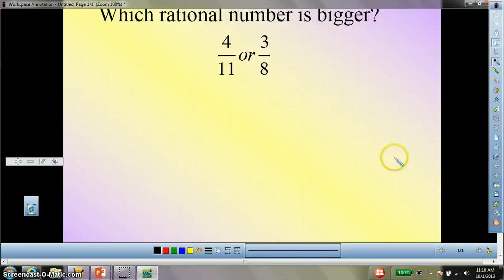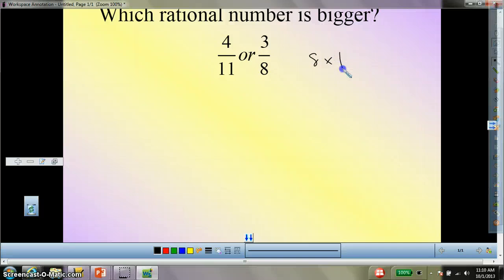The first way that we can do this is to find a common denominator. Our denominators now are 11 and 8. If you want to find the least common multiple between these two, an easy way would be to just multiply the two denominators. So our common denominator is going to be 88. In order to make 11 into 88, we're going to have to multiply it by 8. And what we do to the denominator, we must also do to the numerator. So that makes this fraction 8 times 4, which is 32, over our common denominator, 88.